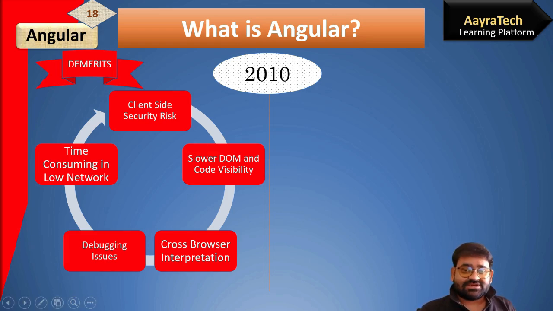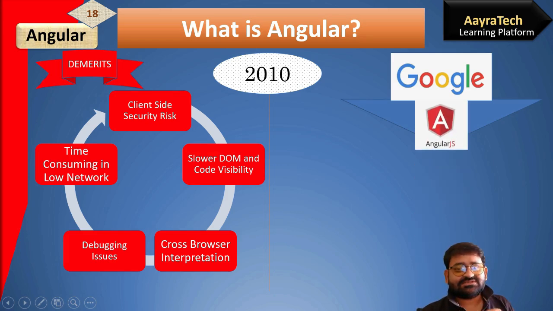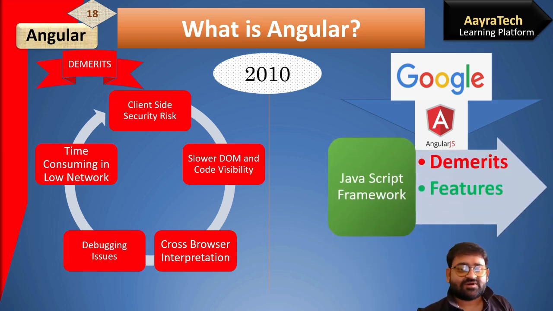Then in 2010, Google developed a framework known as AngularJS. AngularJS is nothing but a framework of JavaScript. A framework minimizes the coding effort and creates multiple functions clubbed into a library file. So Google developed a framework known as AngularJS, a framework of JavaScript, in 2010. So what is the merit of AngularJS? It removes all the demerits, and the new features introduced in AngularJS drastically changed web application development.